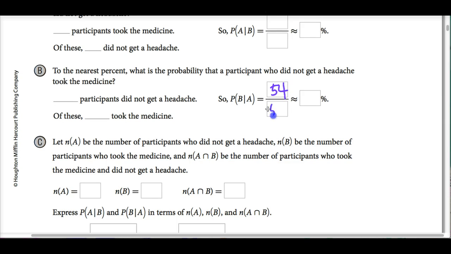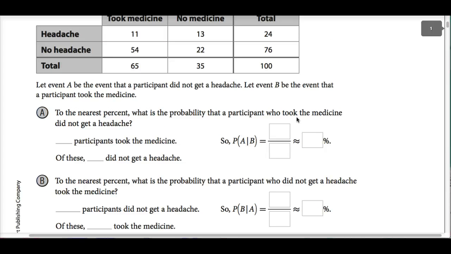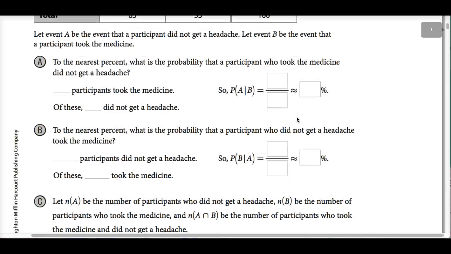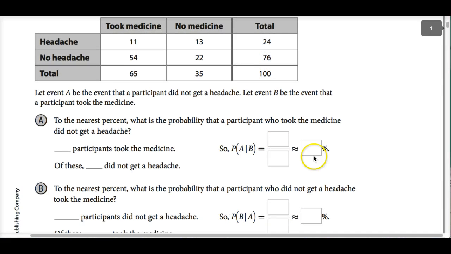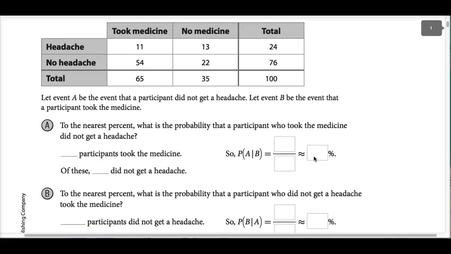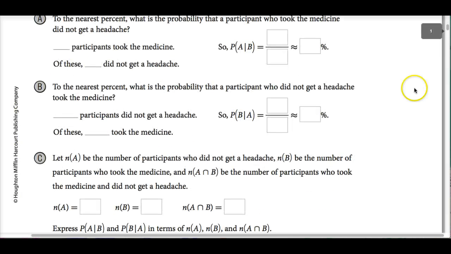Did I say 56? Let me go back. All right, never mind. Probability that a participant who did not get a headache, no headache, is 76, took medicine, 54. So it's 54 over 76. And you've got to calculate this, okay? Because how many people did not get a headache? 76 people did not get a headache. And how many took the medicine out of those people? 54 did.